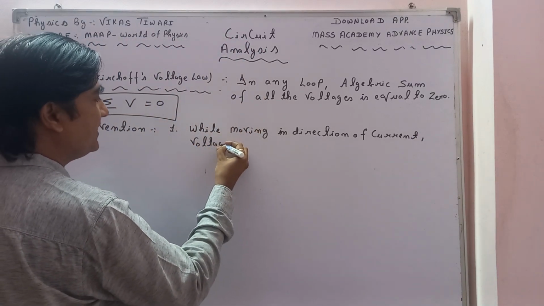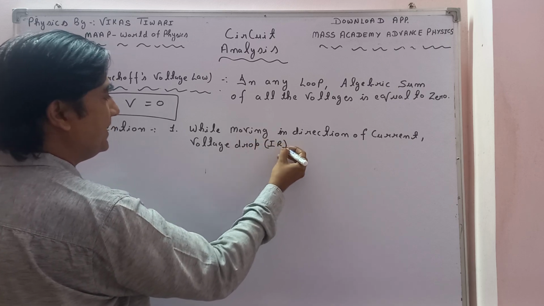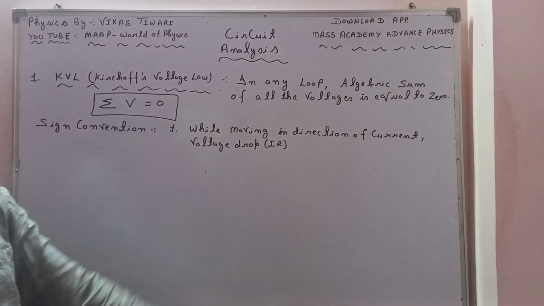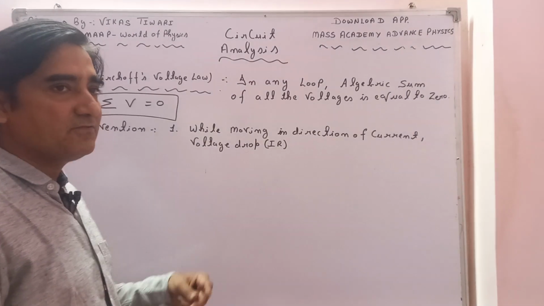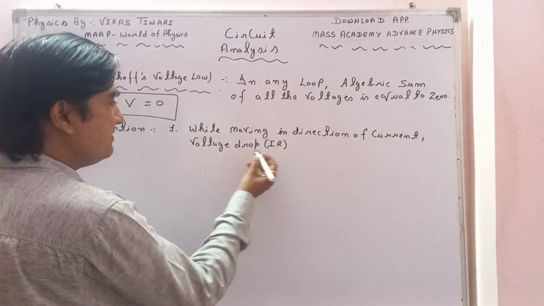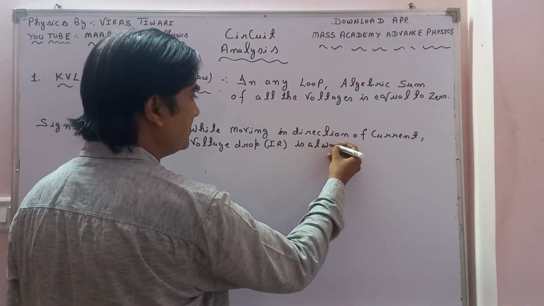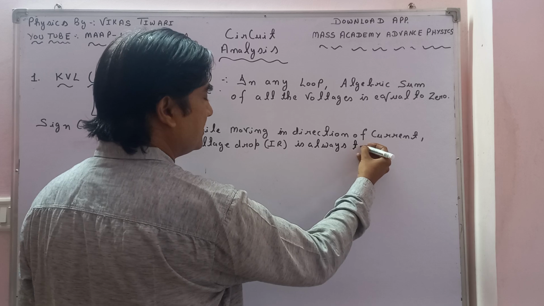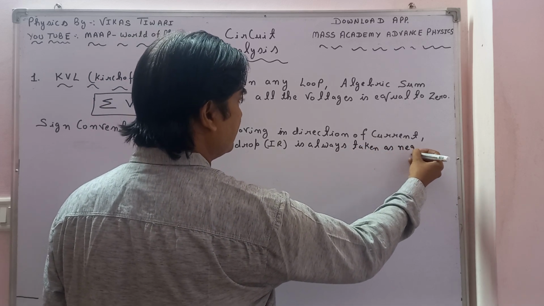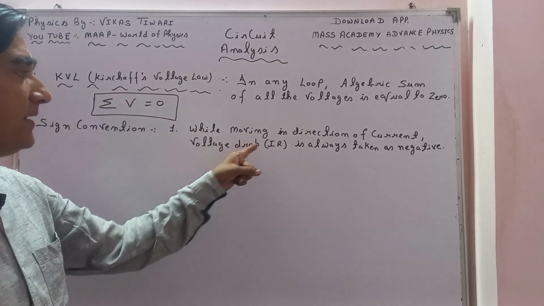When I am talking of voltage drop, I am talking of I multiplied by R, the current multiplied by the resistance or impedance of the circuit. Later on we will discuss the difference between resistance and impedance, but here I am telling you in a simple way: if we are moving in the direction of current, the voltage drop IR is always taken as negative.